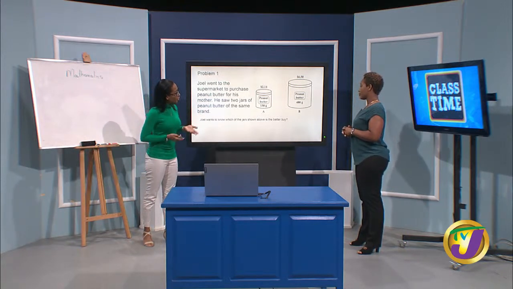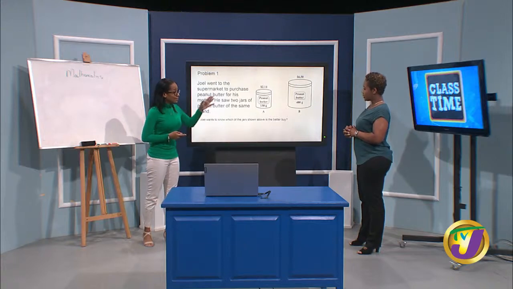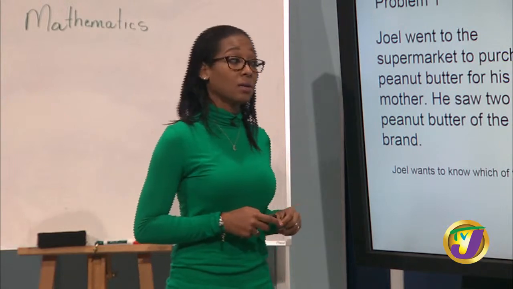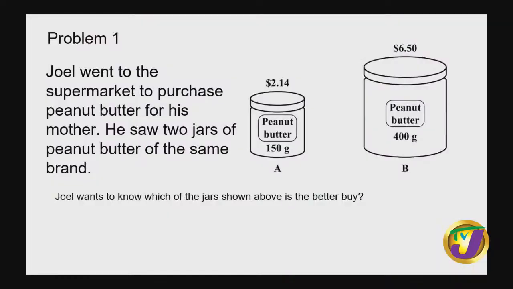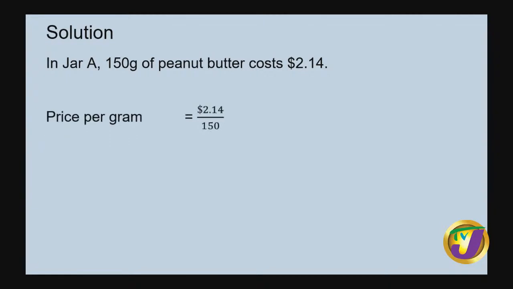So what you shared earlier was about trying to figure out how much for each gram in each of the peanut butter jars. We can try and take it from that angle. So we would look at how much it is for each gram in jar A, and how much it is for each gram in jar B. Let's take a look here because I had written it down. In jar A, 150 grams of peanut butter costs $2.14.